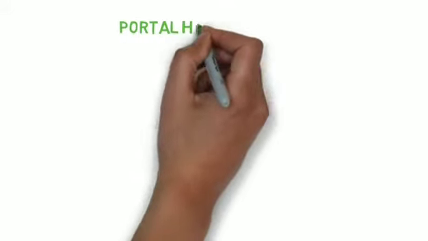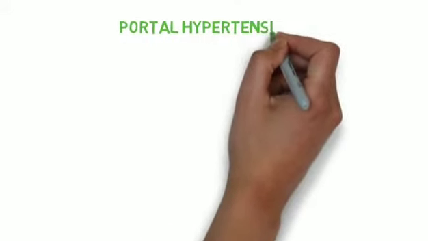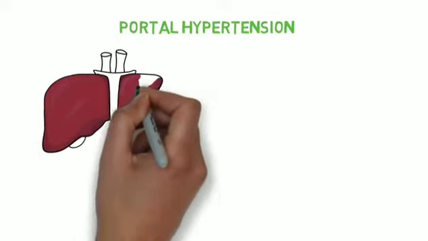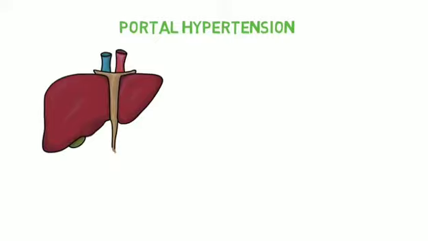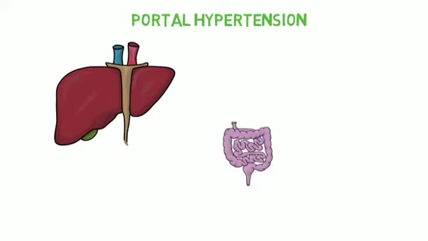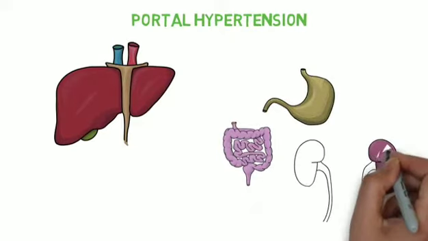All right, let's chat a little bit about portal hypertension. So portal hypertension is liver hypertension, or rather portal vein hypertension that's leading to the liver, which is more specific and more accurate. And so what is going on here is that we have two different venous systems.